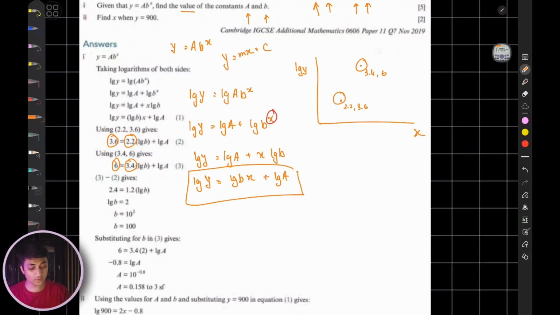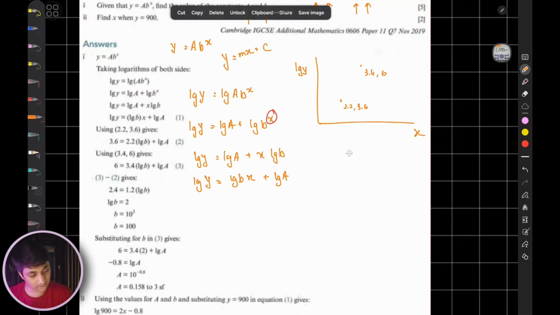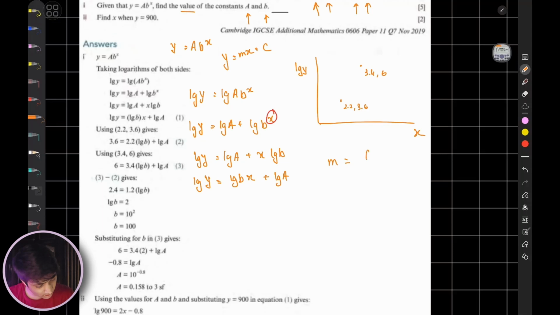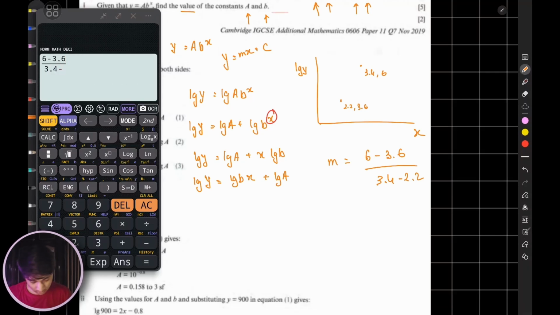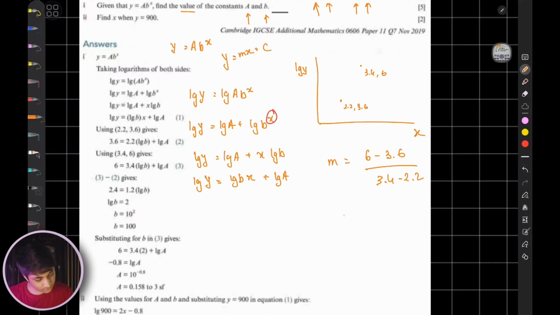But I'm going to stick with the previous method that we have tried, that is finding the gradient from the given points and comparing with our y equals mx plus c. So to find the gradient, m is going to be 6 minus 3.6 divided by 3.4 minus 2.2. Let's find the value. So the gradient is going to be 2.